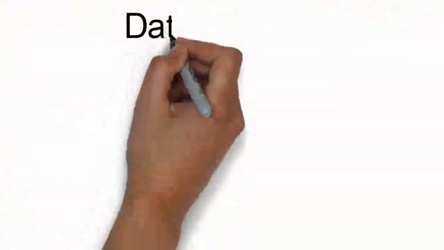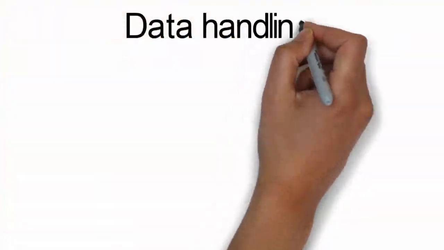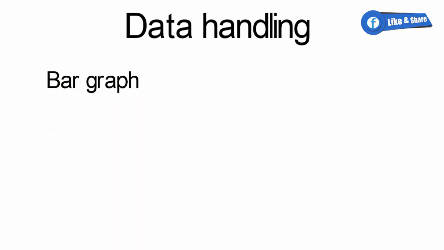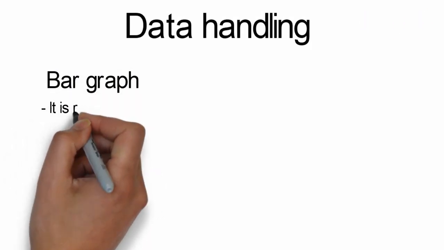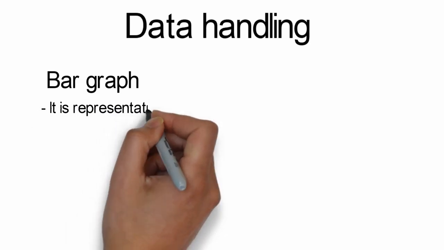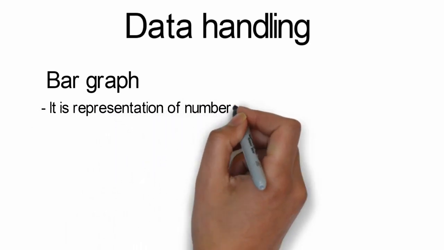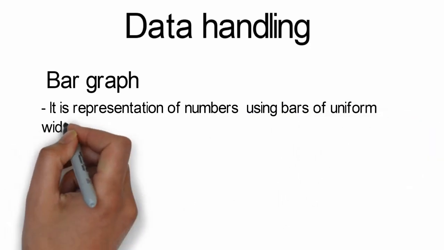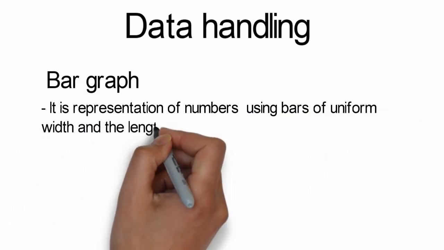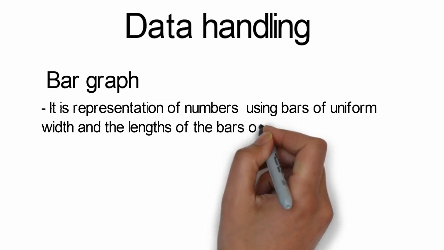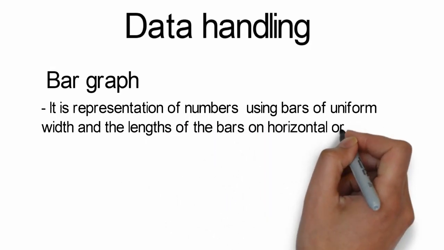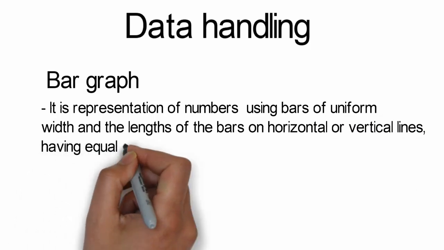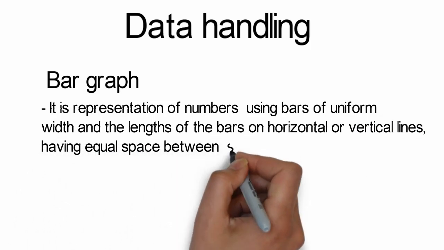Yes, student, today we're going to study data handling. So let us learn what is a bar graph. It is a representation of numbers using bars of uniform width and the length of the bars on horizontal or vertical lines, having equal space between successive bars.